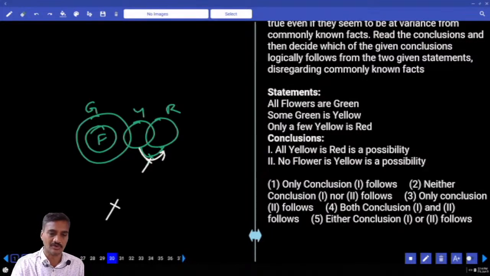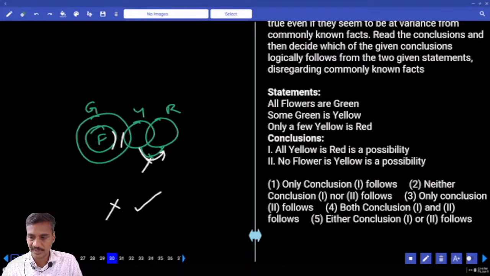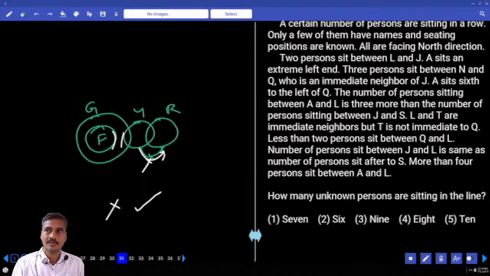No flower is yellow. Flower is here, yellow is here. Is it possible or not? Yes. Hence only two. Only two. That is choice 3. Question number 30, choice 3. Then next one, 31 onwards.